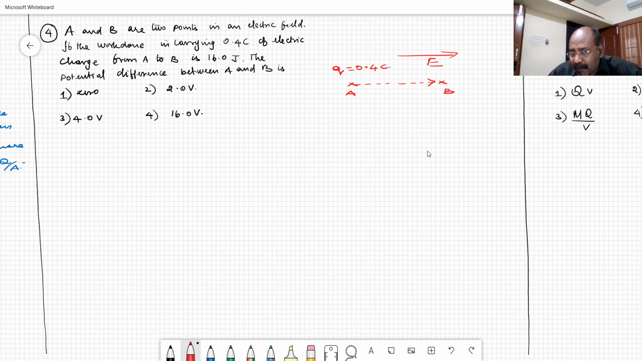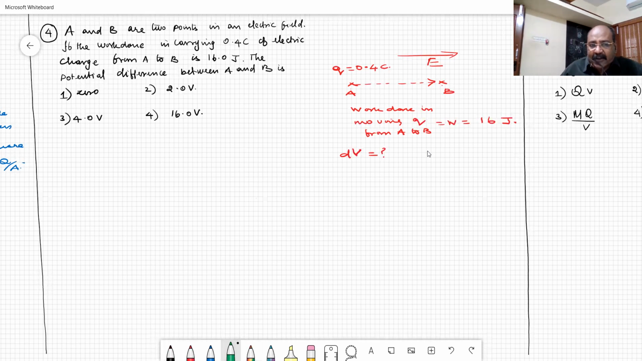When the charge is moved from point A to point B, the work done in moving the charge Q from A to B, let us take that work done as W, is given as 16 joule. You are asked to calculate the potential difference V, or you can say dV, whatever it may be. So how to calculate this? We can calculate it directly. Let us take the solution here.